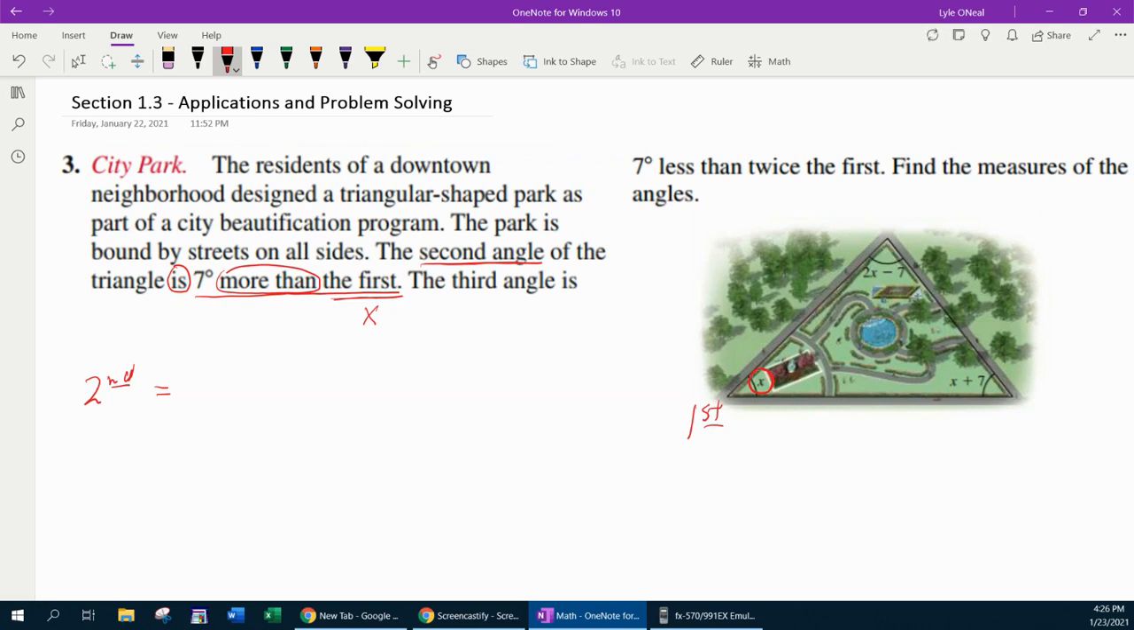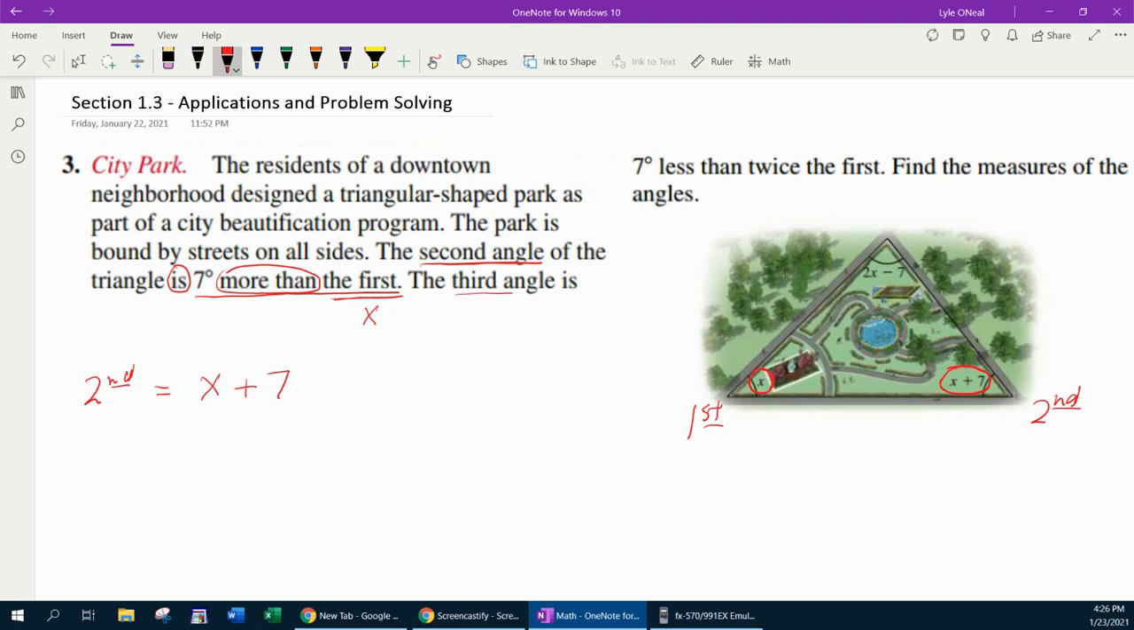So the words more than means add, and that means they're adding 7 to something. 7 degrees more than the first means they're adding 7 to x. So that would be our second angle. And you can see that that is designated here for this angle in the picture. So we're going to label it the second angle.